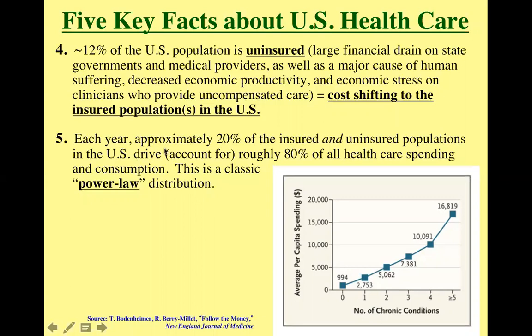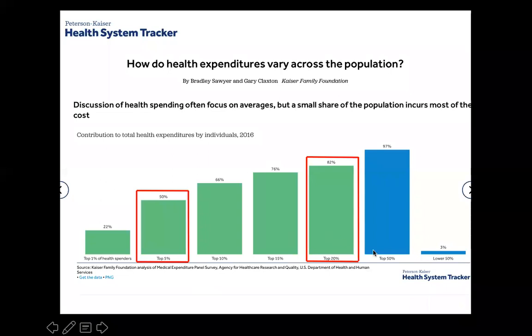Point number 5, power law distributions. You'll always see the world differently once you understand the 80-20 principle. 20% of patients account for 80% of the costs every year for every company, every population. They come up with this graph every year.